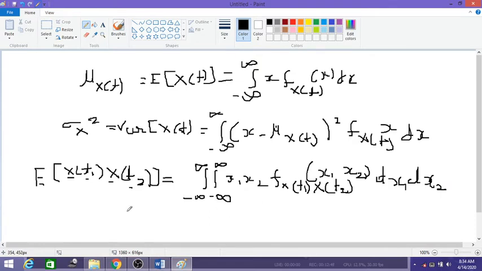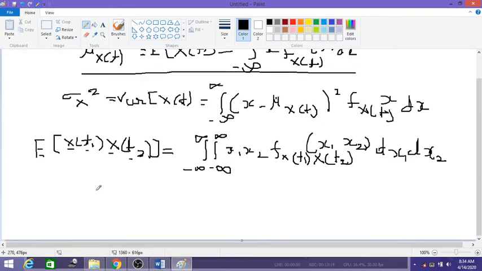So now you can see that when we compare a single random process with a bivariate or multivariate random process, the difference is that in the single random process it is a single integral, and here in the bivariate case it is a double integral with x1 x2.